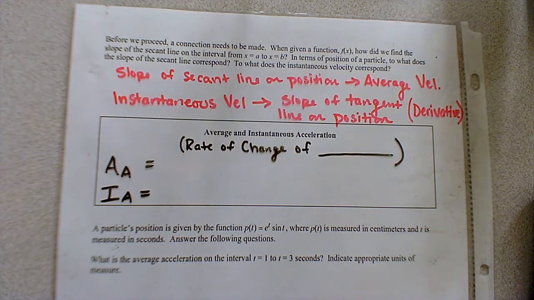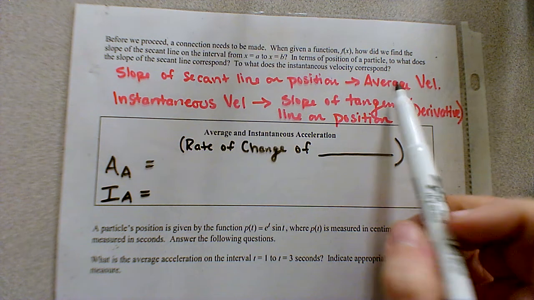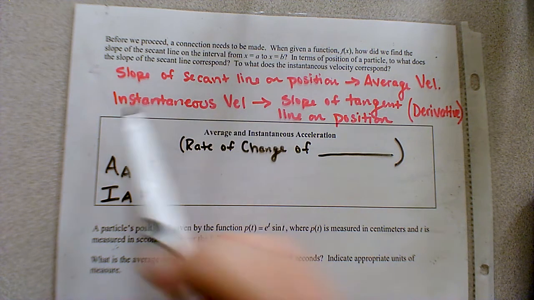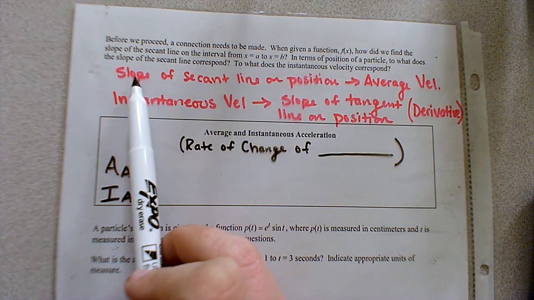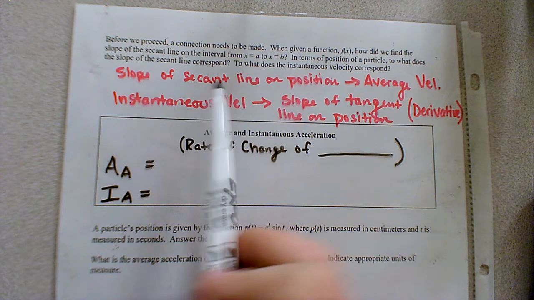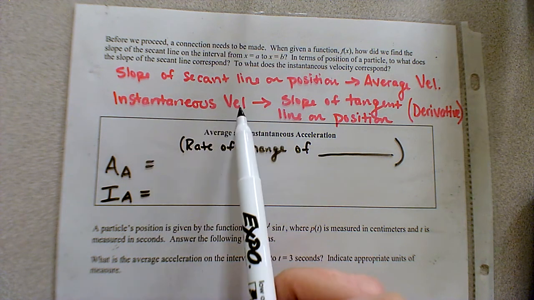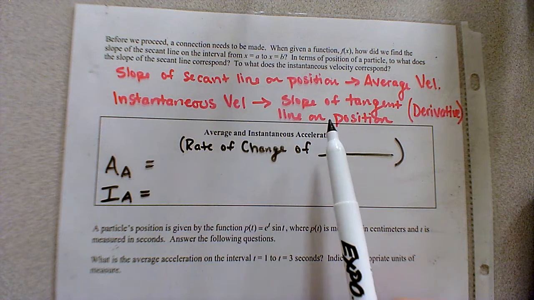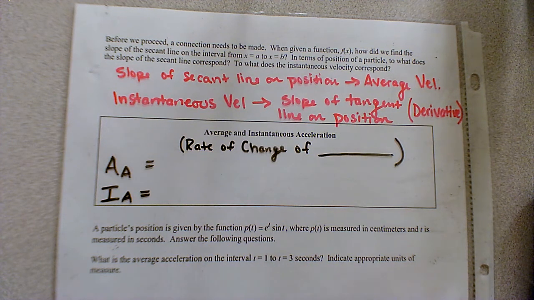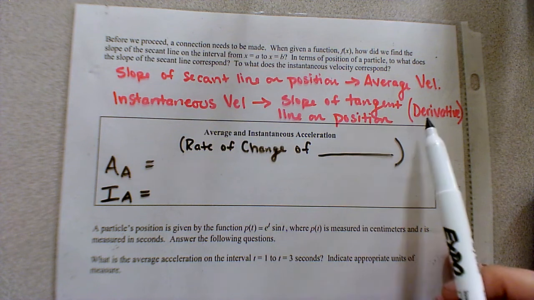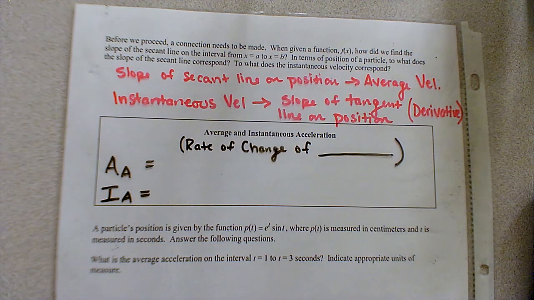All right, so just to reiterate, from the previous page, we were looking at the average and instantaneous velocity. And average velocity, since average means over an interval, we can calculate that value by using the slope of a secant line between 2 points, meaning the beginning and ending point of that interval. Whereas instantaneous velocity is represented by the rate of change at 1 point. So that would be indicative of a tangent line on the position graph, aka a derivative value.